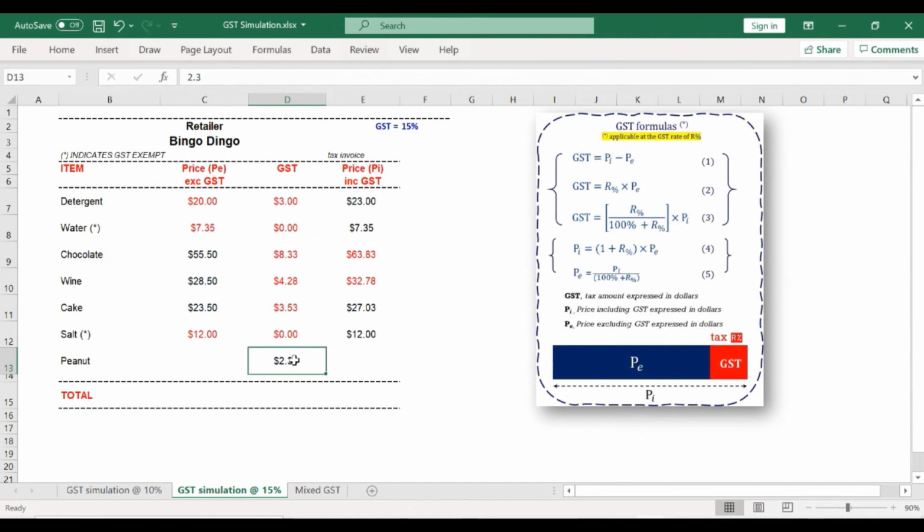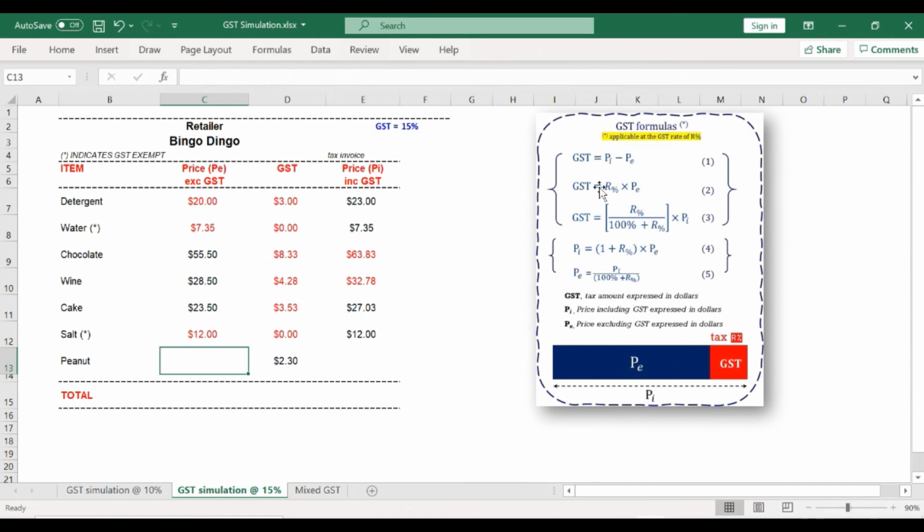So let's go ahead and calculate the price before and after tax. So in column C13, we can use equation number 2. Equation number 2 says that if you have the GST amount and you have the rate, all you have to do is divide the GST by the rate itself, and I get the price excluding GST.